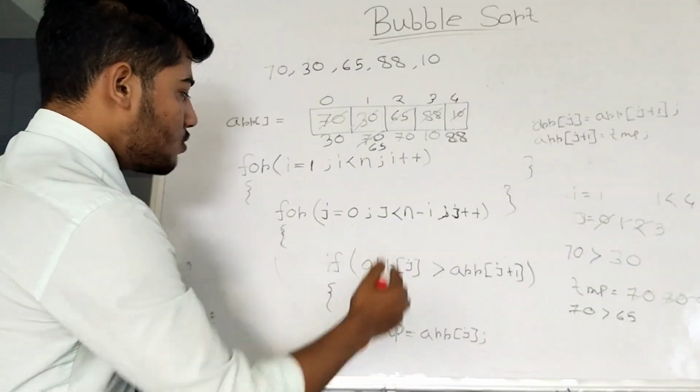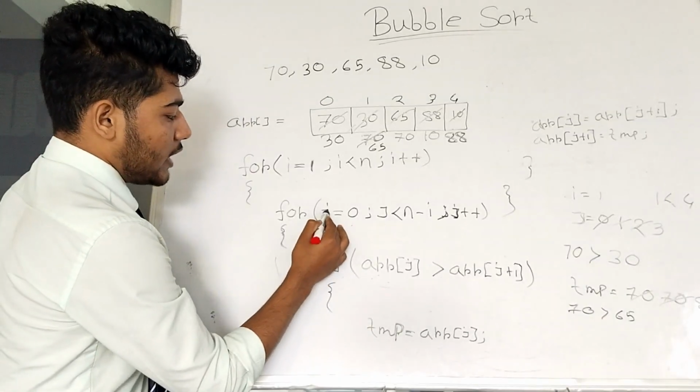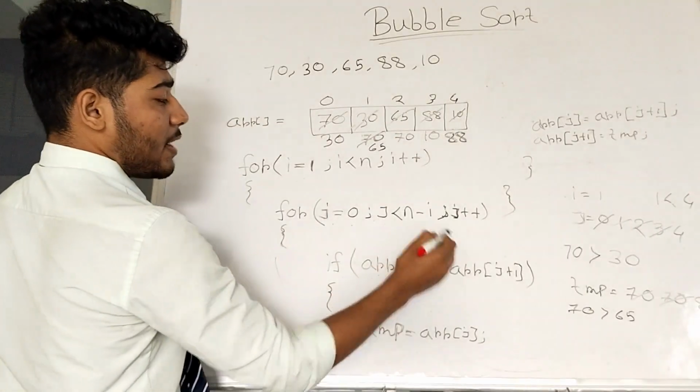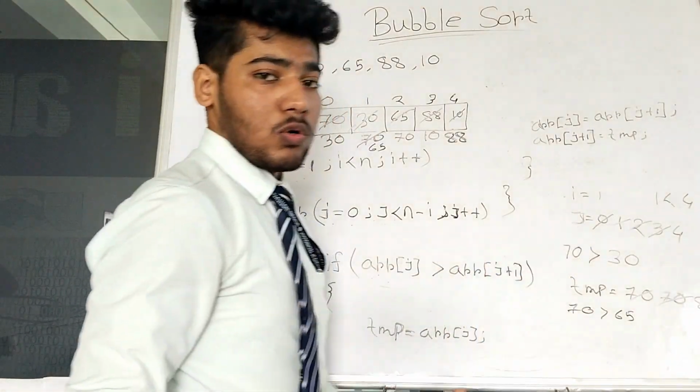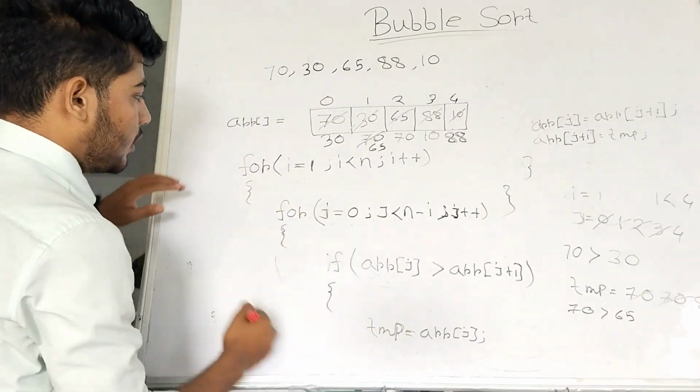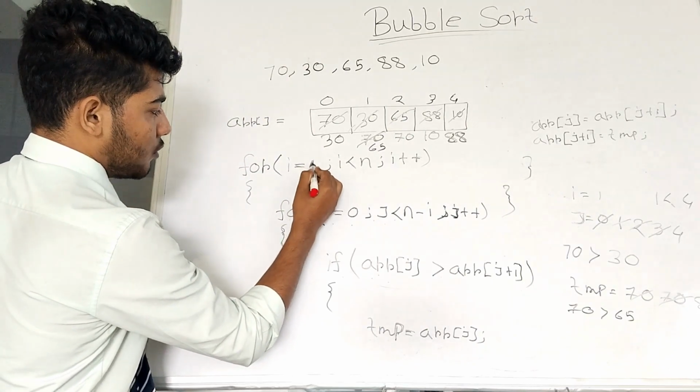Okay, now it will check again. j will be 4, j less than n minus i, 4 less than 4, no, it's false, so it will exit from the loop and come to the outer loop.